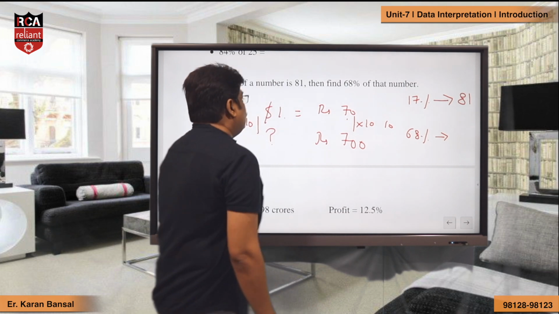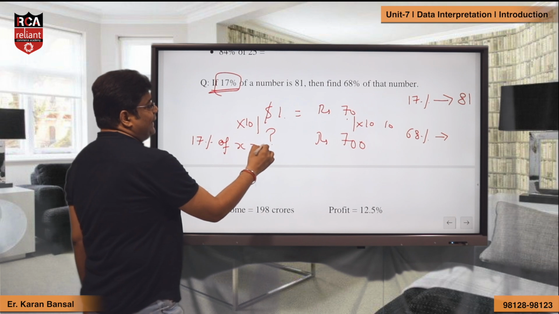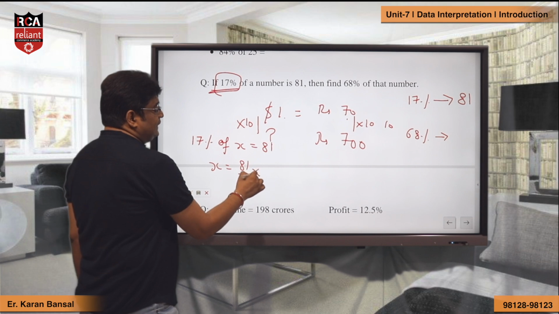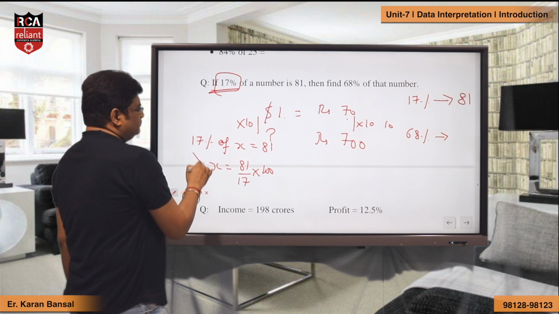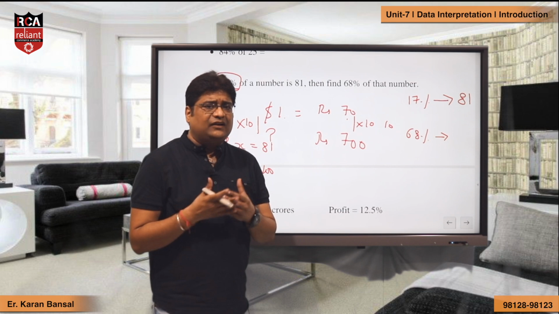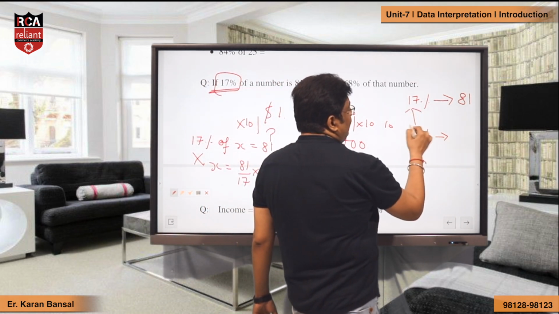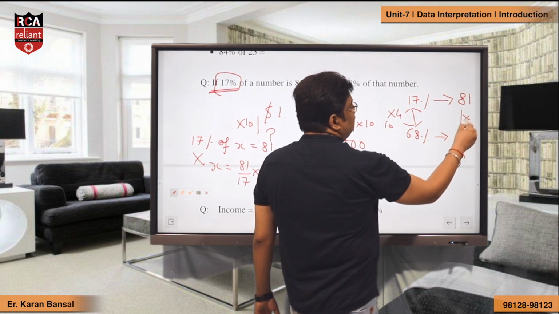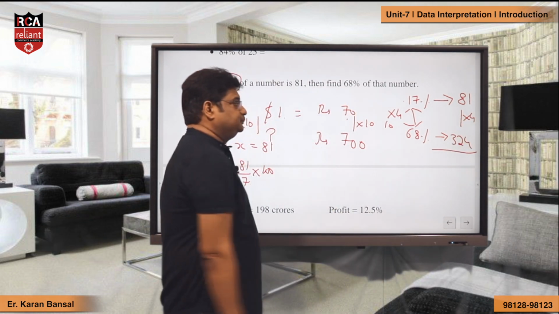Now, a lot of students will do this at this point. They'll say, all right, 17% of x is 81, then x is 81 by 17 into 100, and then I'll find 68%. It is correct, but at the end of the day, you're going for a competitive exam, so you have to be quicker and smarter, all right? So when I have to find 68%, you have to realize that this has to be multiplied by 4. So I'll directly multiply this by 4, and I'll get the answer as 324.